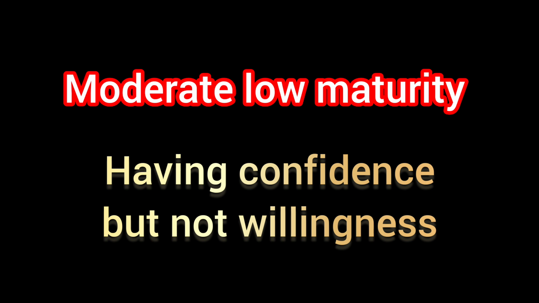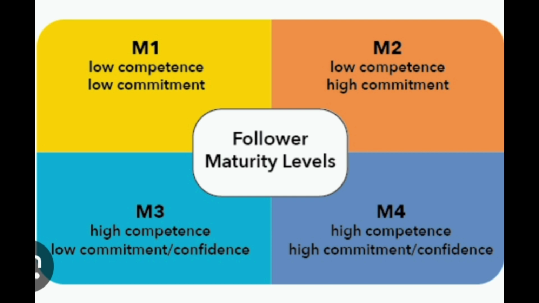So that type of people, that type of followers or employees, are included in the fourth level, that is called the moderate low maturity group. I think the different types of maturity are clear to everyone. So there are four types of maturity. The first one is high maturity, the second one is moderate high maturity, the third one is moderate low maturity, and the last one is low maturity.